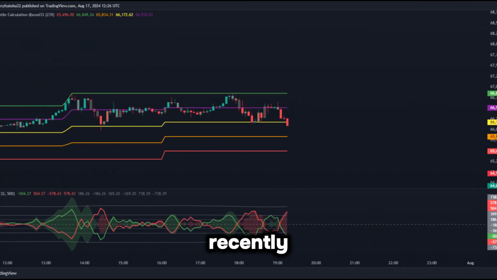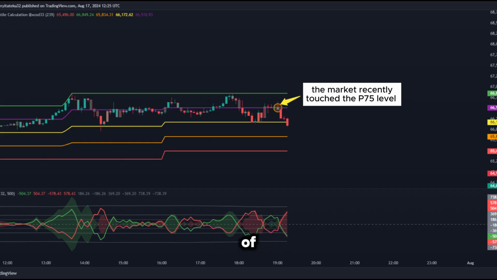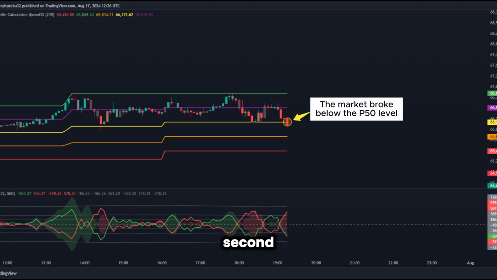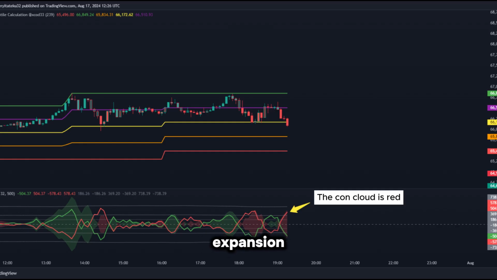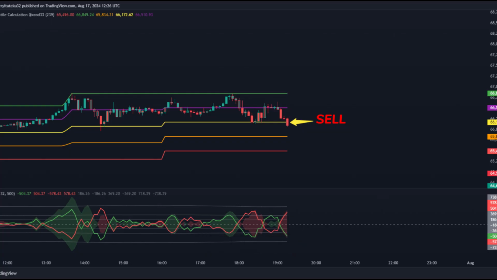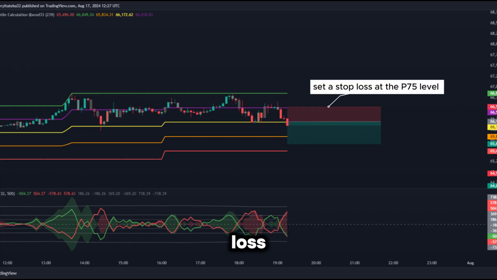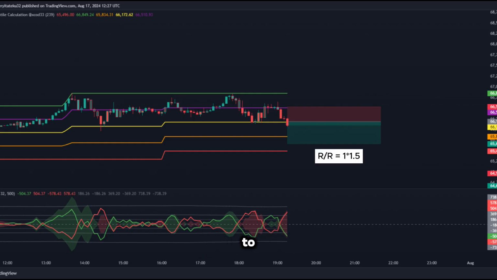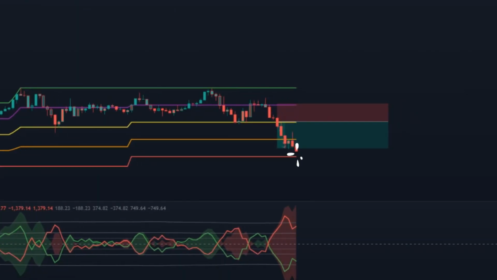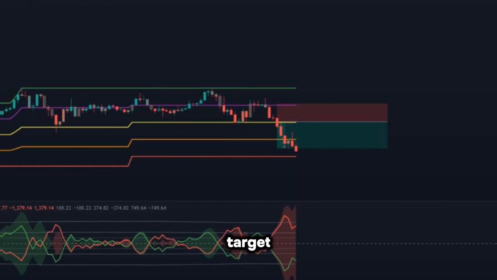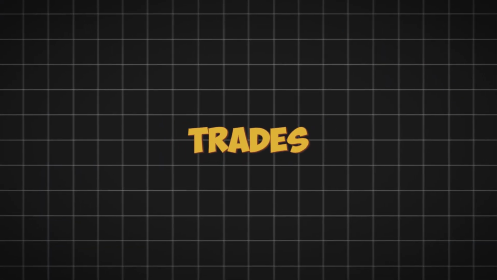First, the market recently touched the P75 level of the percentile indicator. Second, the market broke below the P50 level of the percentile indicator. Third, the con cloud of the Expansion Contraction Indicator is red. With all these conditions met, we place a sell order. The stop loss is set at the P75 level of the percentile indicator, and the risk-to-reward ratio is 1 to 1.5. The market has once again hit the target. Let's continue to identify more trades.